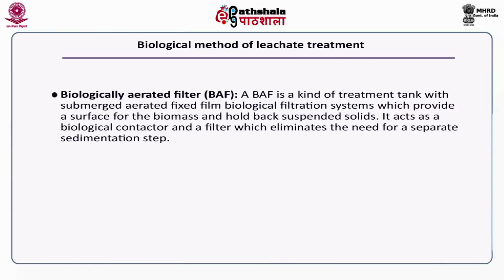The next type of unit is the biological aerated filters. A biological aerated filter is a treatment tank with a submerged aerated fixed film biological filtration system, which provides a surface for the biomass and holds back suspended solids. It acts as a biological contactor and a filter and eliminates the need for a separate sedimentation step.